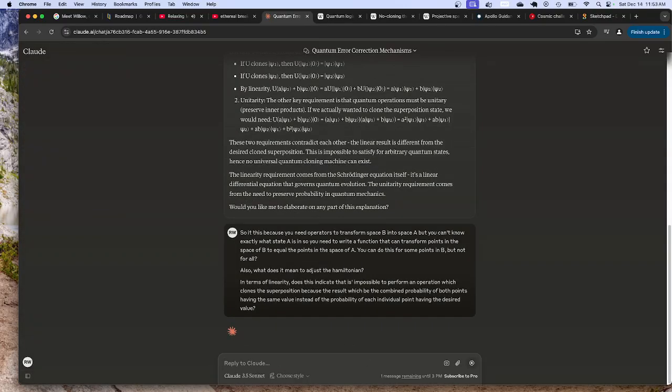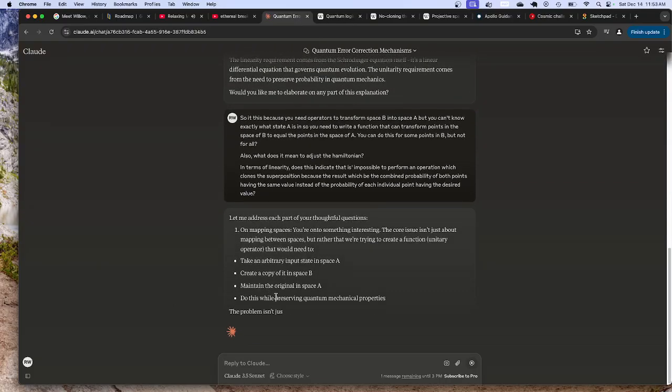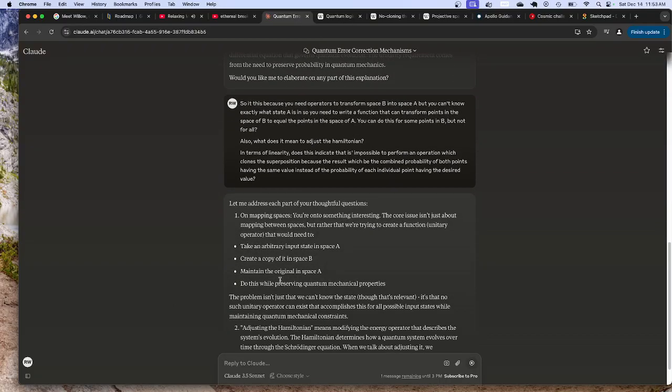All right. Let me address each part of your thoughtful questions. On mapping spaces, you're onto something interesting. The core issue isn't about mapping between spaces, but rather that we're trying to create a function that would need to take an arbitrary input state, create a copy of it in B, maintain the original state in A, and do this while preserving quantum mechanical properties.